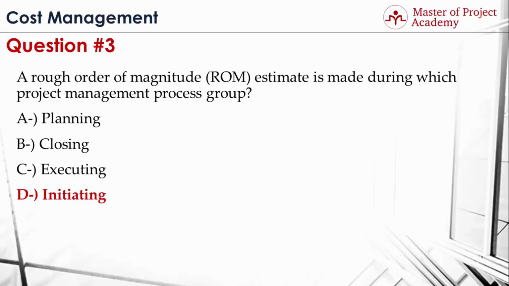If you remember, rough order of magnitude was the widest range of estimates. Since we have the least information about the project in initiation process group, rough order of magnitude is used at this stage. Budget estimate was the second range of estimates, and it was done in planning. And the last one, definitive estimate, was the narrowest range of estimates, and it was done later in the project once things become clearer.